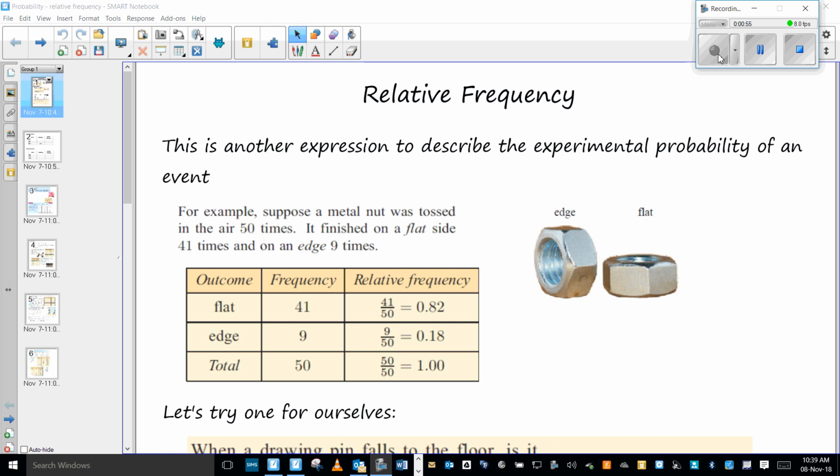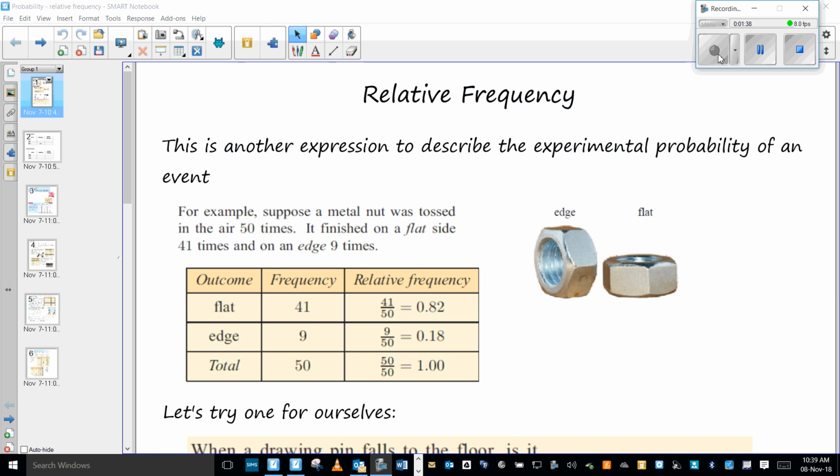So here we go. For example, suppose a metal nut was tossed in the air 50 times. It finished on a flat side 41 times and on an edge 9 times. So here's our edge, there's our flat side. What we've got here is the outcome that we had. We've got our 2 options, flat and edge. Then our frequency. These are the kinds of words that we perhaps are not used to. Frequency means how often something happens. If it's frequent, it's happening a lot, yes? I'm sure you've heard the word before. So our frequency for flat would be 41 and edge would be 9, because that's how many times these things happen.